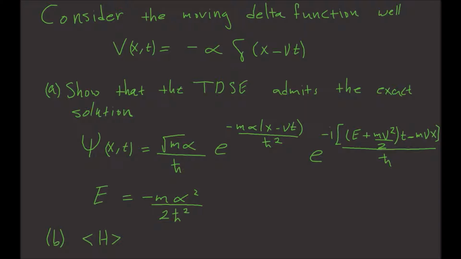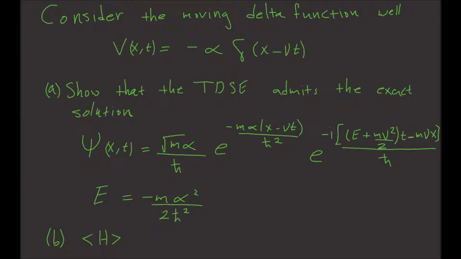So now the first thing we need to show is that the time-dependent Schrödinger equation admits the exact solution of this psi, which is made out of this normalization constant here times these two parts, the two exponentials. And here E, the energy, is equal to minus m times alpha squared divided by 2 h bar squared. And this is the bound state energy for the stationary delta function, okay? So the second thing we need to show is we need to find the expectation value of the Hamiltonian.